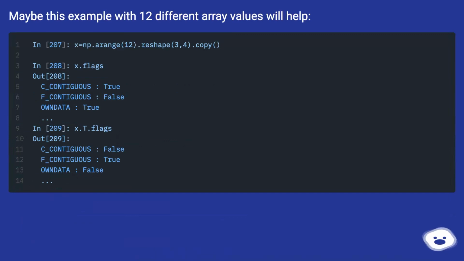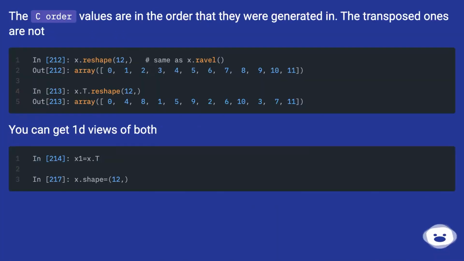Maybe this example with 12 different array values will help. The C order values are in the order that they were generated in. The transposed ones are not. You can get 1D views of both.